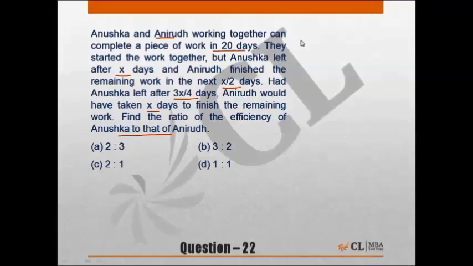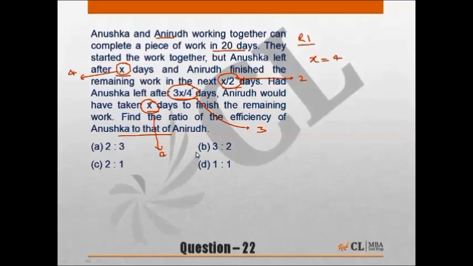Okay. Round 1 question, time, speed and work, or rather time and work question, and hence round 1 for me. Second, as many of you know, I am not very comfortable with variables. I will always convert them into numbers to make my life easier. Let me assume that x is equal to 4. If x is equal to 4, that means Anushka left after 4 days. When Anushka left after 4 days, Anirudh completed the work in 2 days. Had she left after 3x by 4, which is 3 days, he would have taken another 4 days to complete it.